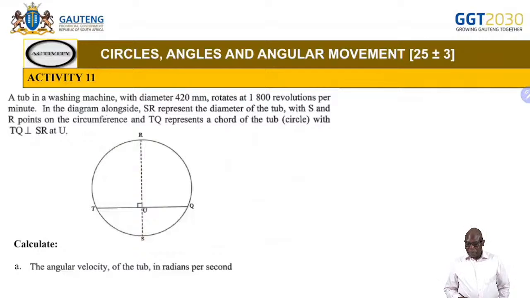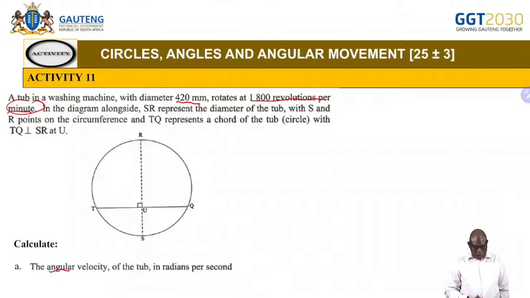Now with this one, you're given the washing machine with a diameter. The biggest issue is these things here. The question: read the question and read it again and check what is required from you.